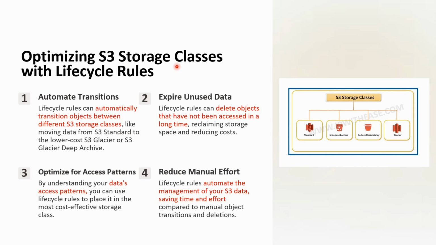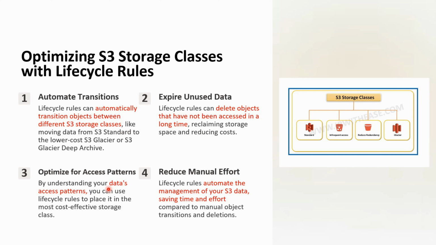Optimizing S3 storage classes with lifecycle rules. First point is automate transitions. Lifecycle rules can automatically transition objects between different S3 storage classes, like moving data from S3 Standard to the lower cost S3 Glacier or S3 Glacier Deep Archive. Next point is expire unused data. Lifecycle rules can delete objects that have not been accessed in a long time, which reclaims storage space and reduces cost.